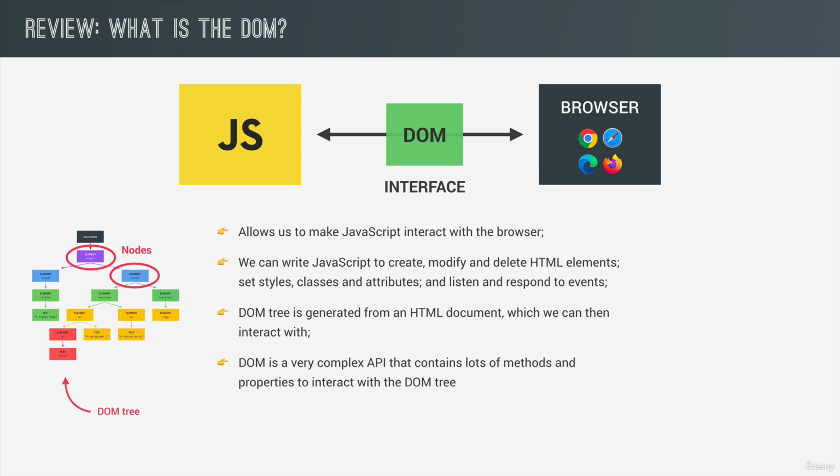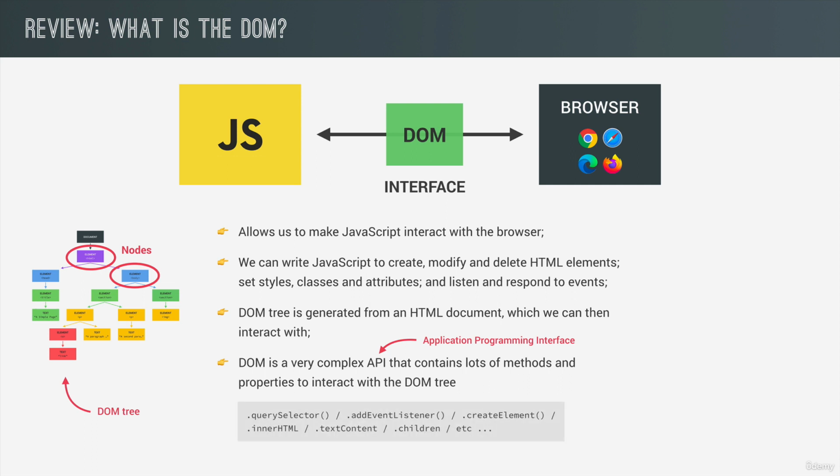Now, how does that interaction actually work? Well, the DOM is a very complex API, which, remember, stands for Application Programming Interface. So it's the interface that we can use to programmatically interact with the DOM. In practice, that means that the DOM contains a ton of methods and properties that we use to interact with the DOM tree, such as the querySelector, addEventListener, or createElement methods, or also the innerHTML, textContent, or children properties, and many, many more.